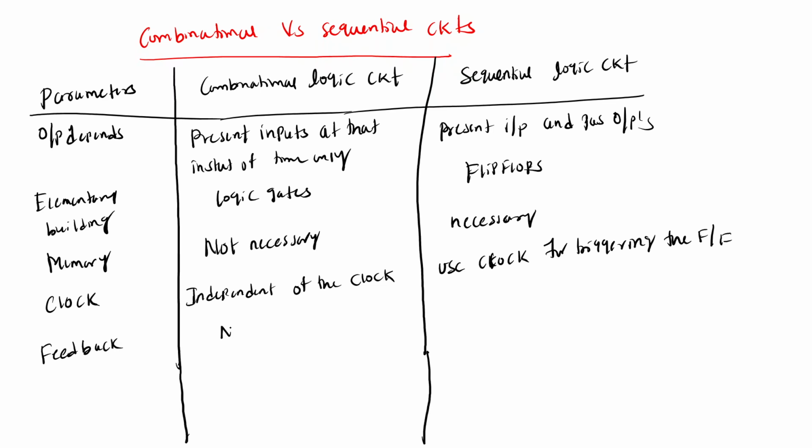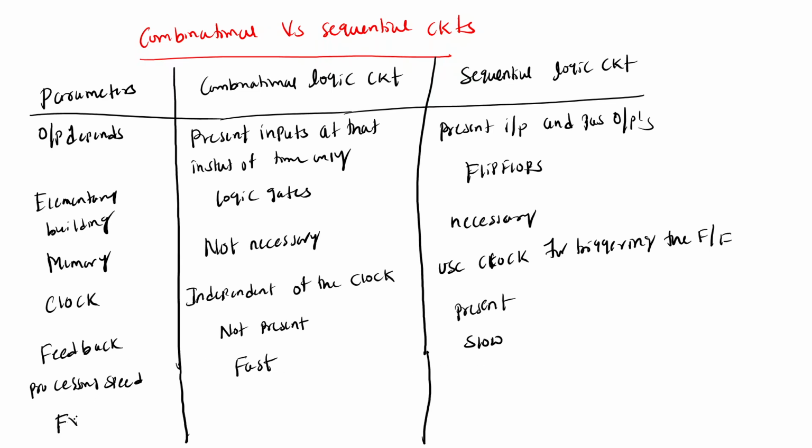Feedback. If you see, feedback is not present here, and feedback is present here. Okay, and processing speed. The processing speed is fast. Why is it fast? Whatever change in the inputs you give, you get the outputs. There is no feedback, so it is fast. And this is slow. Why? Because the output is fed back to the input, and again you get the outputs. There is a feedback network, and it should pass through the memory element. So that's why this is slow. This is fast and this is slow.